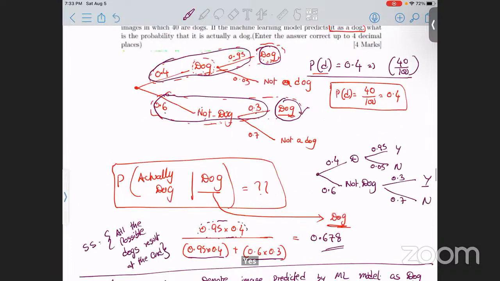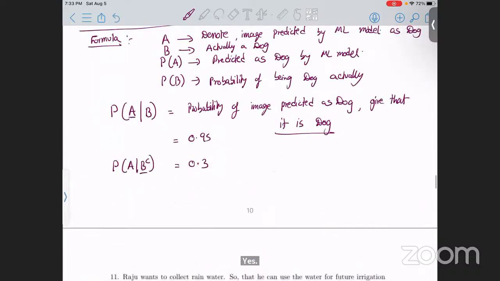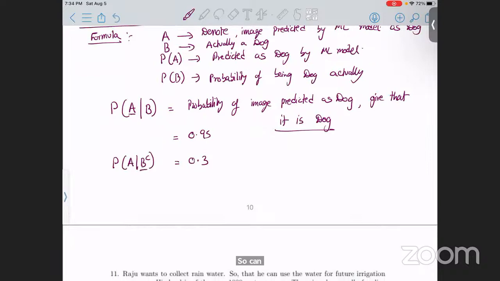Sir, can you please explain probability of A when B is given? Very simple. Probability of A by B means, isn't this? The bottom is always the condition. Sir, I know, but there's a probability of image.